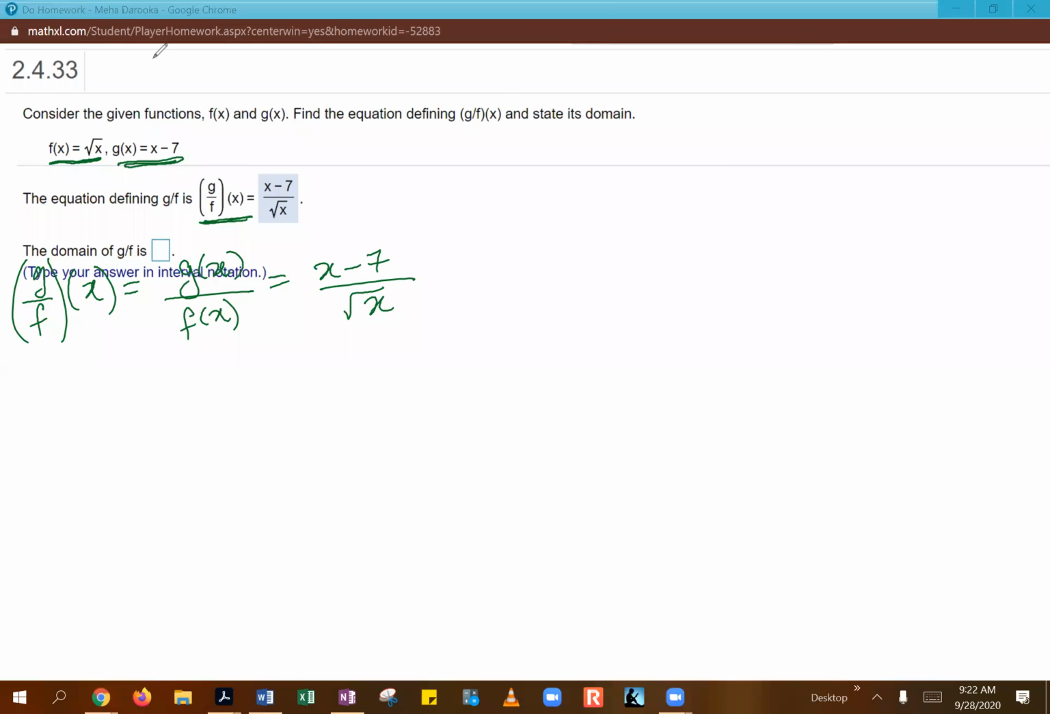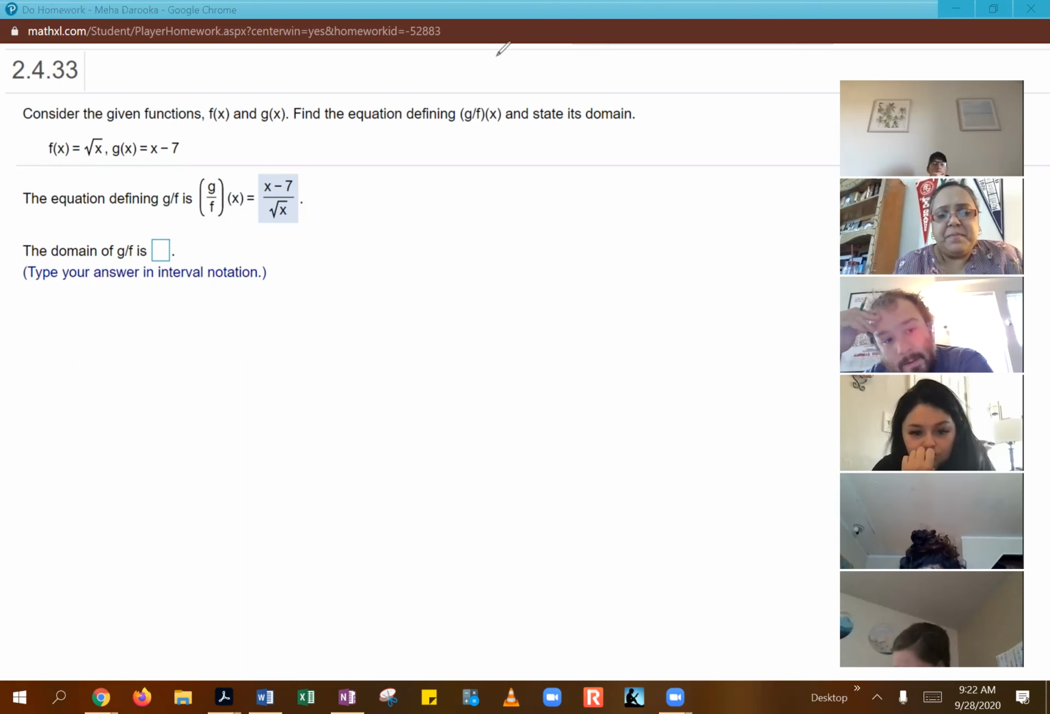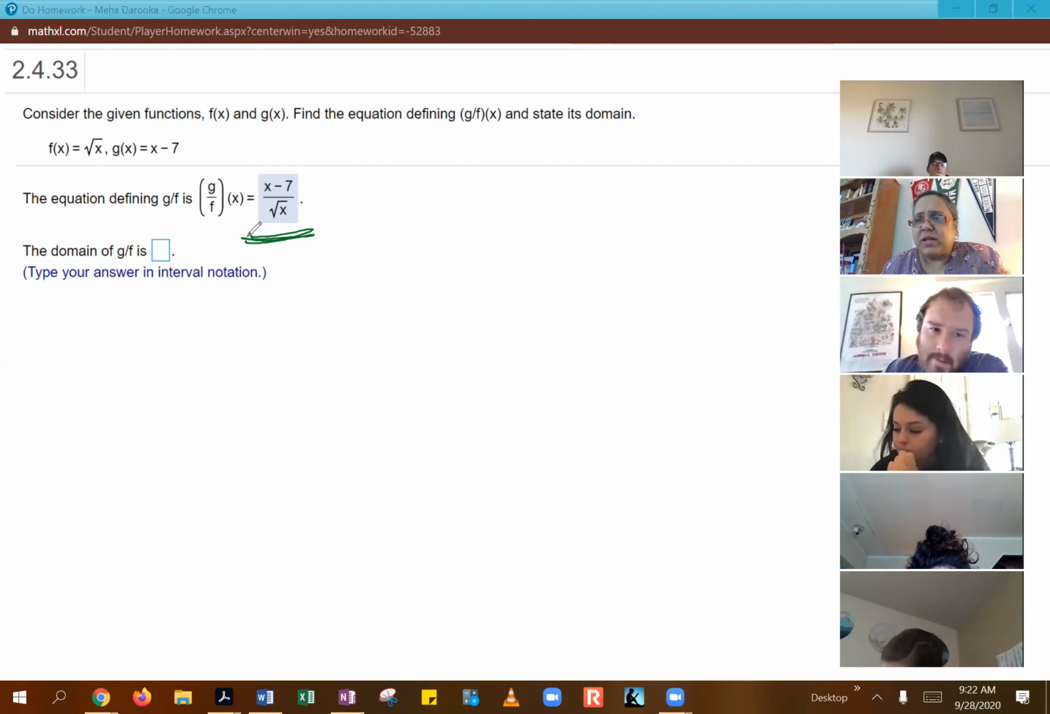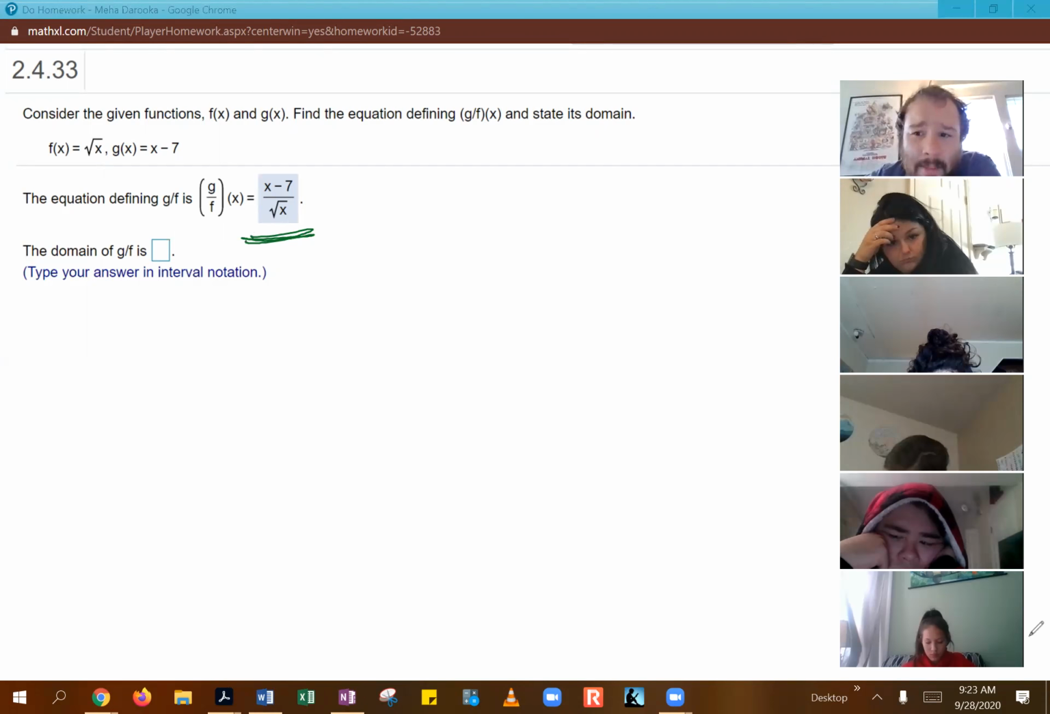So let me go ahead and clear this part out. They are asking you for the domain based on this g divided by f function over here. So any ideas on what you think the domain for this function would end up looking like? What kind of restrictions are we seeing on our x variable here? It can't be 0?